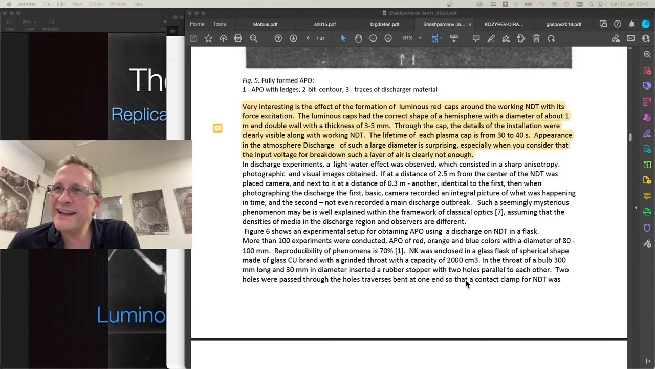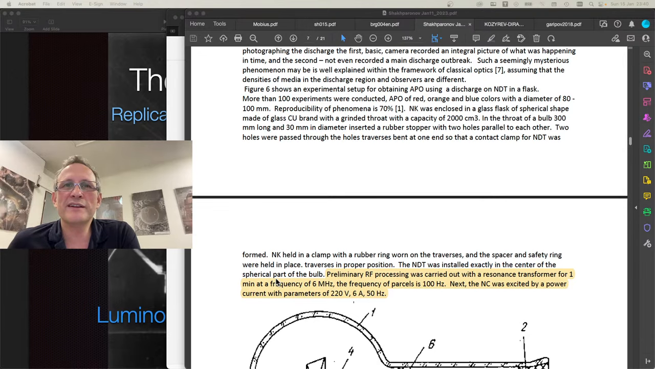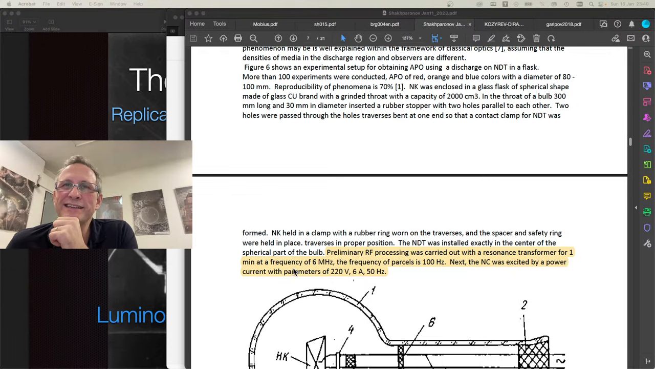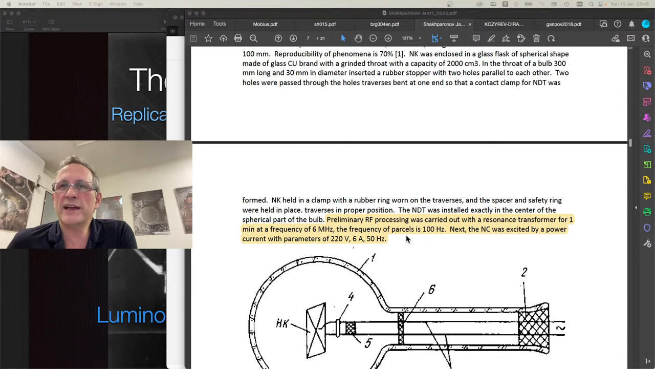Traverses were bent at one end so that a contact clamp for the Möbius strip was formed. The Möbius strip was held in a clamp with the rubber ring, and the spacer and safety ring were held in place. The Möbius strip was installed exactly in the center of the spherical part of the bulb. Preliminary radio frequency processing was carried out with a resonance transformer for 1 minute at a frequency of 6 megahertz. The frequency of pulses, I guess, is 100 hertz.